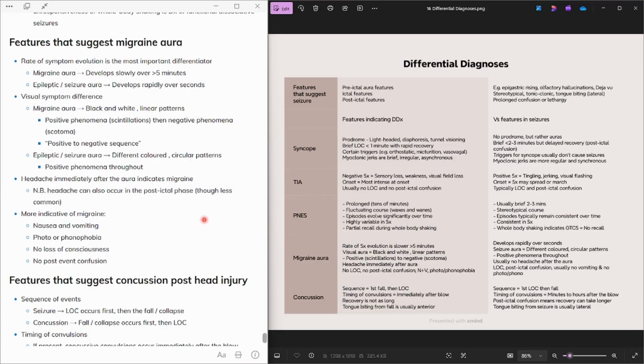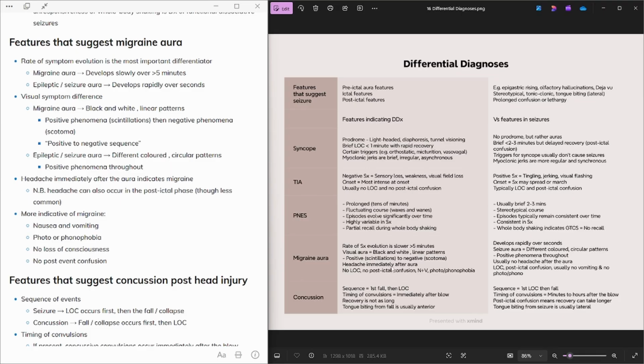If the aura for migraine has visual symptoms, the visual aura in migraines tends to be in black and white, and have linear patterns, whereas the auras in seizures tend to be multicolored and circular patterns. And in migraines, the auras can have a positive to negative sequence. So you have a positive phenomenon such as scintillations, which are flashing lights, which will then be followed by a negative phenomenon such as scotoma, which are blind spots in your vision. Whereas in seizures, it is positive phenomena throughout.